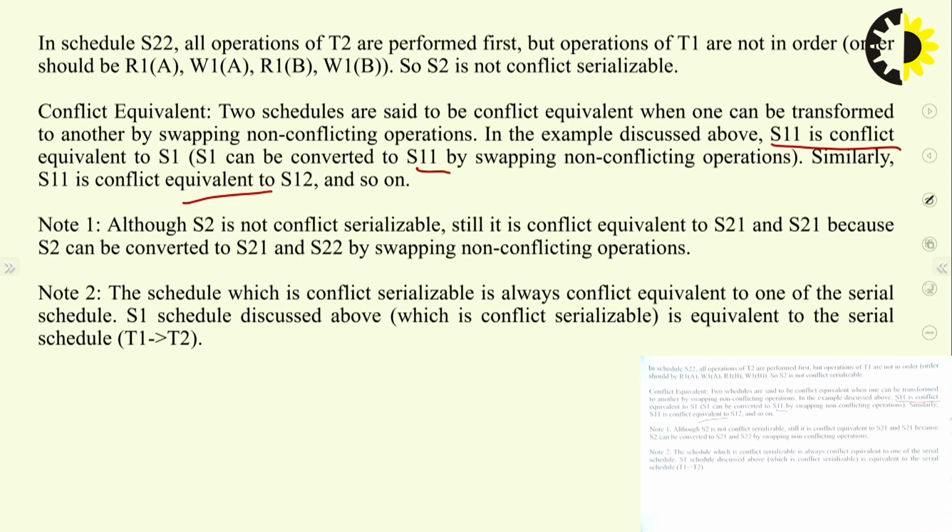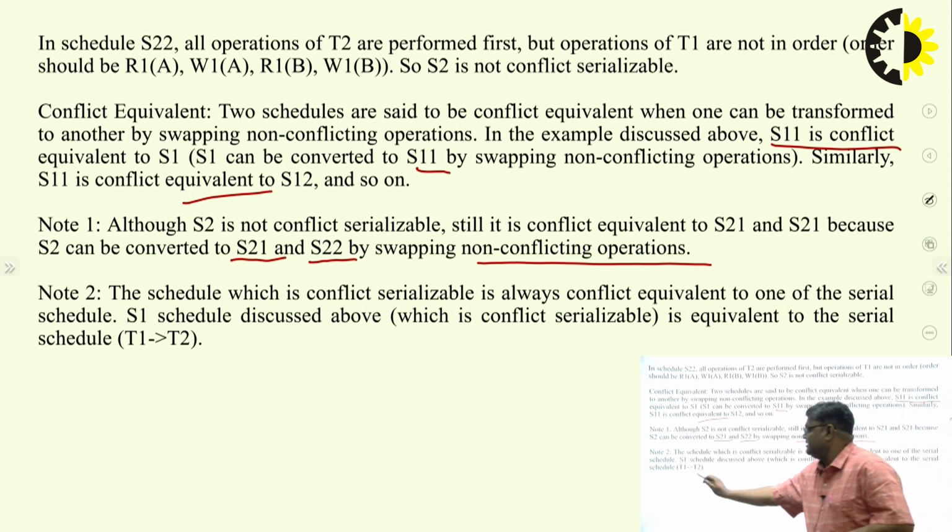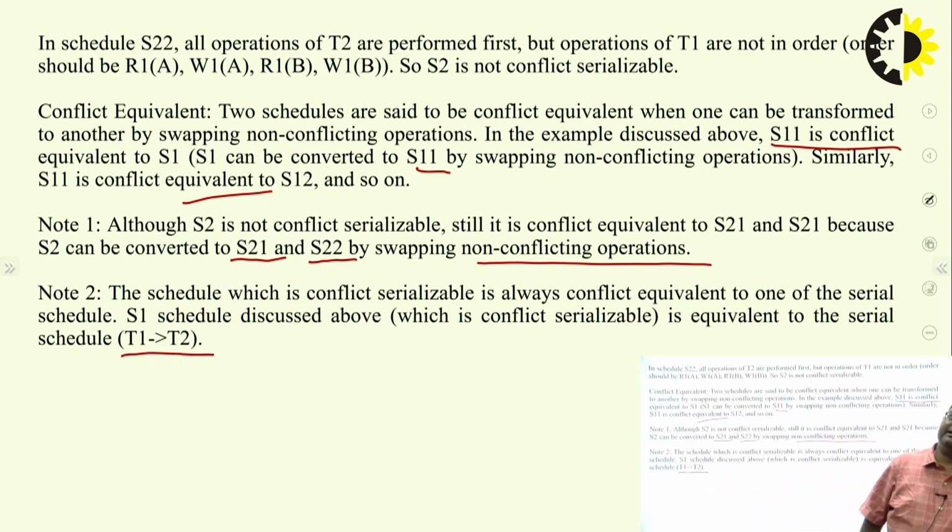Although S2 is not conflict serializable, it is still conflict equivalent to S21 and S22, because S2 can be converted to S21 and S22 by swapping non-conflicting operations. What we have to note is that a schedule which is conflict serializable is always conflict equivalent to one of the serial schedules. As discussed above, the conflict serializable schedule is equivalent to the serial schedule where T1 is executed first and then T2 is executed.